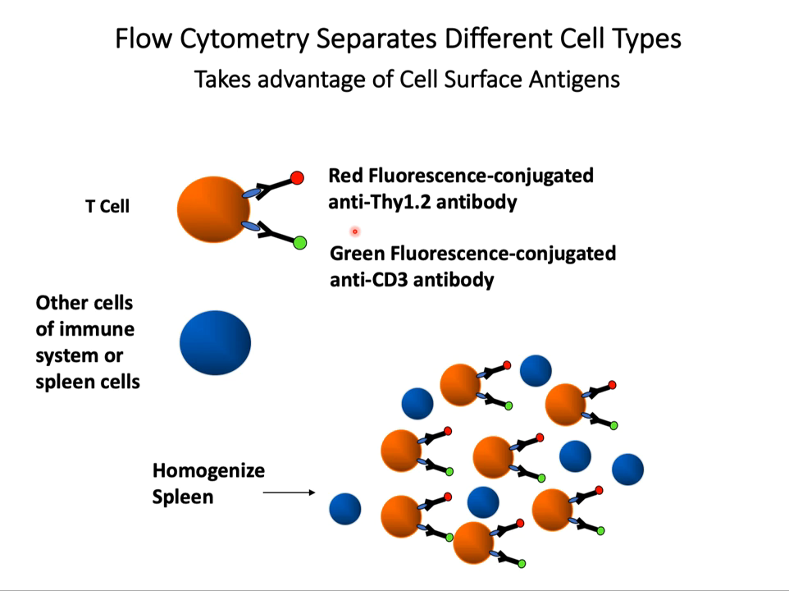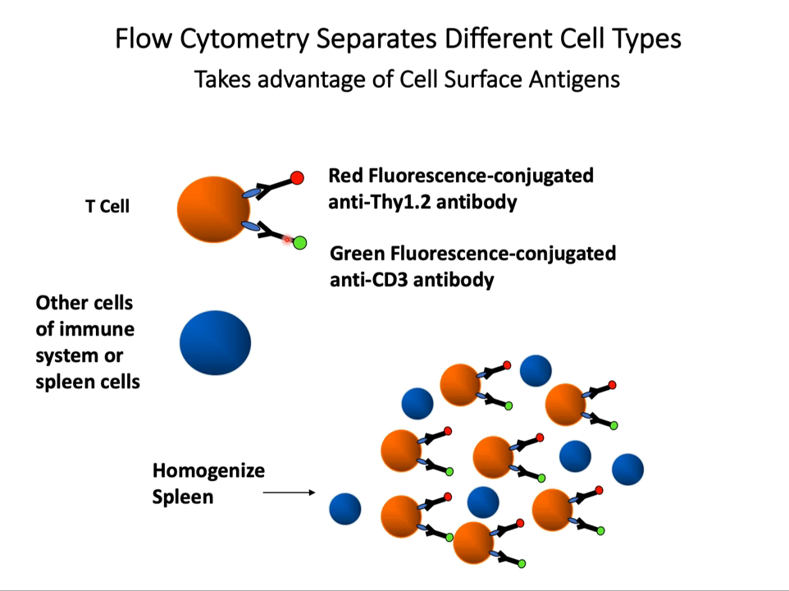The first step is to homogenize the spleen using disrupting agents such as proteases, we talked about it, like collagenase and trypsin, and calcium chelators like EDTA, and you end up with the heterogeneous population of cells. Then you use a fluorescent antibody that specifically binds to Thy1.2 and CD3. In this case, this is a red fluorescence conjugated anti-Thy1.2 antibody and a green fluorescence conjugated anti-CD3 antibody.